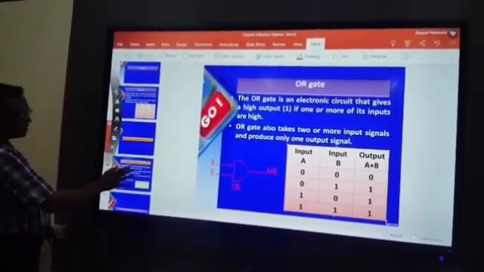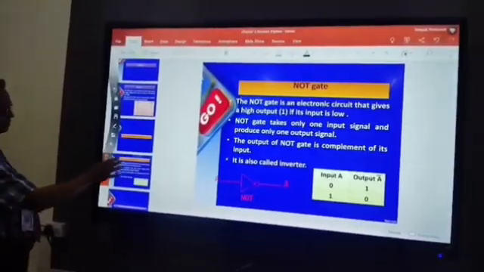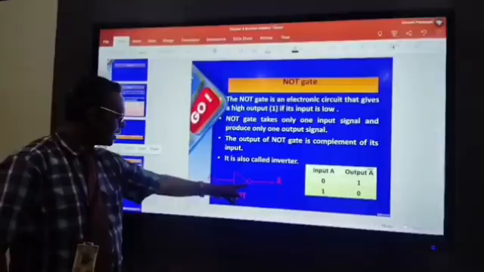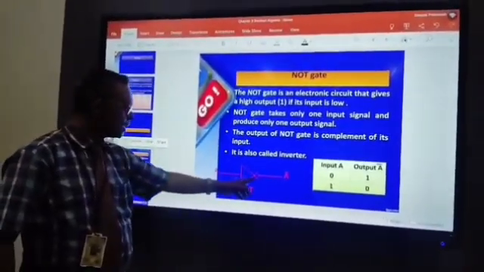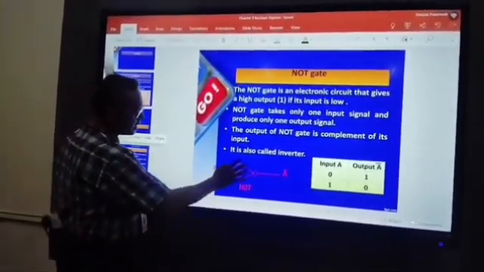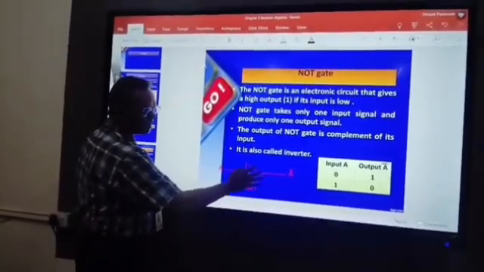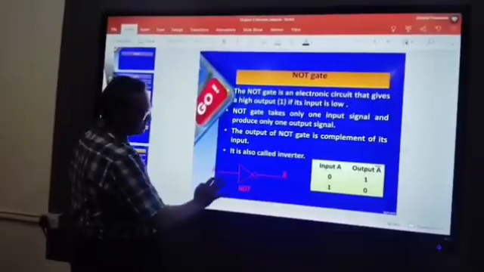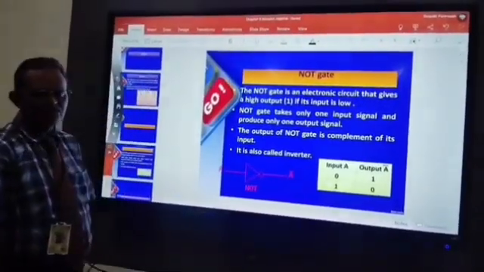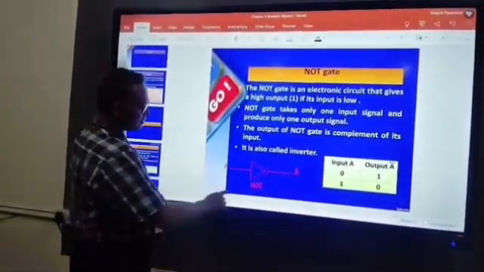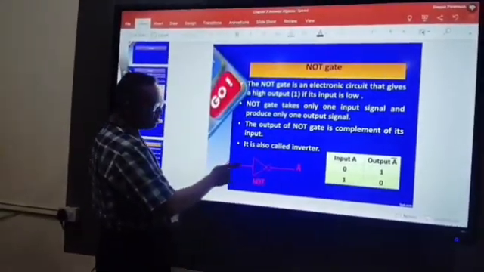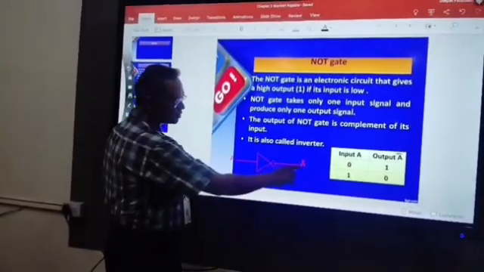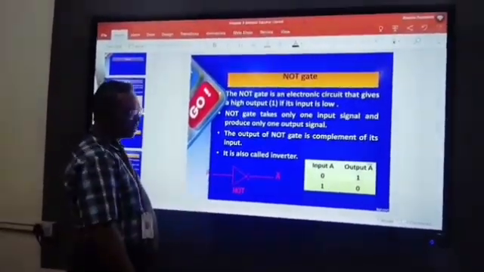Now come to the NOT gate. This is about the NOT gate. Look at the symbol. Unlike the previous cases, here you can see a bubble. It is a triangular shape, and at the end there will be a circle. This is the symbolic representation of the NOT gate. As we discussed already, there will be only one input and only one output. Look at the bar here, it shows the output for the corresponding gate.